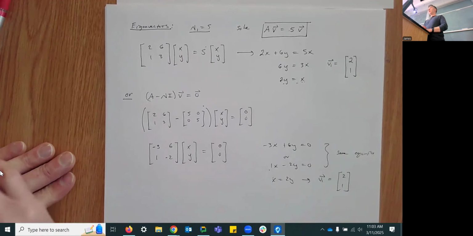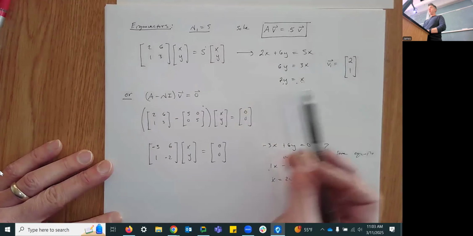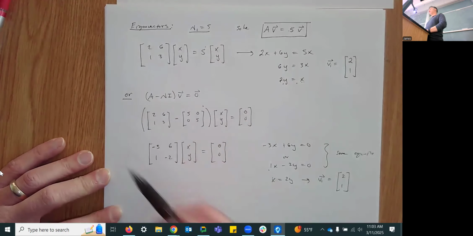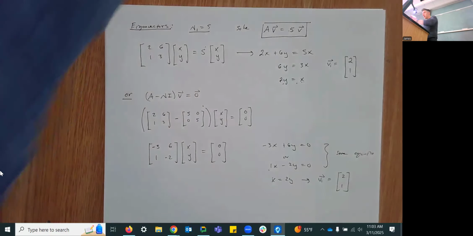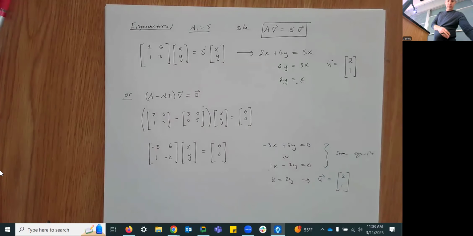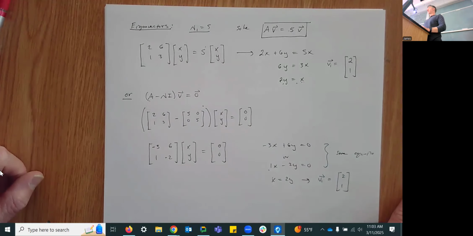So either way you do it is fine. I would prefer you did it this way because I think it's better. But the second way does have its advantages if your eigenvalues are not very nice, meaning not integers. We still have an eigenvector left to find, right?